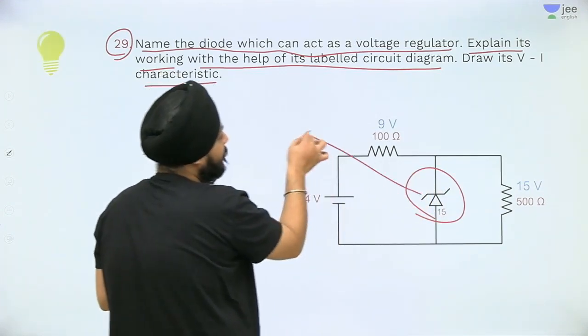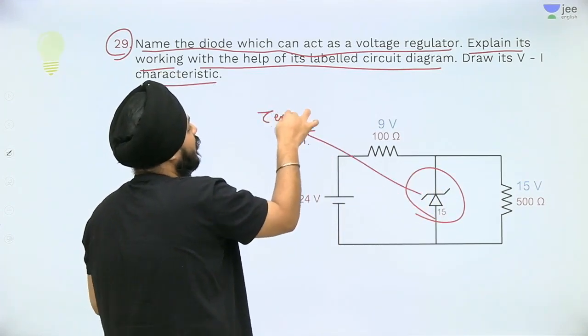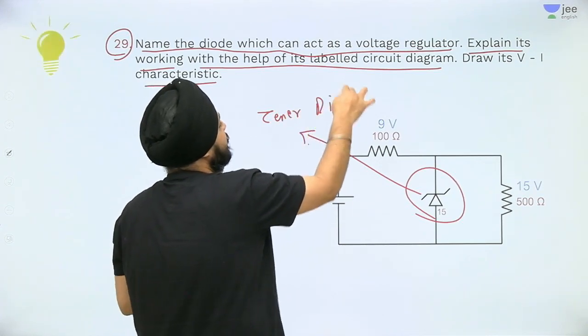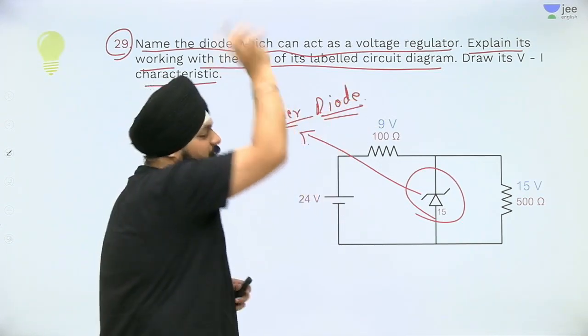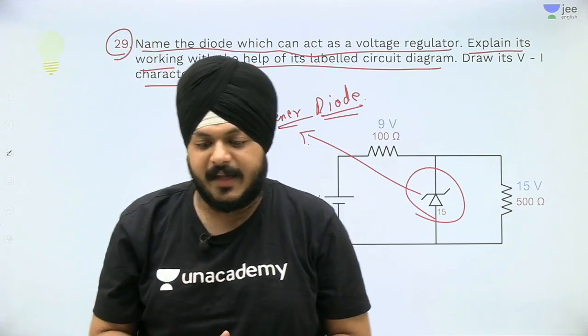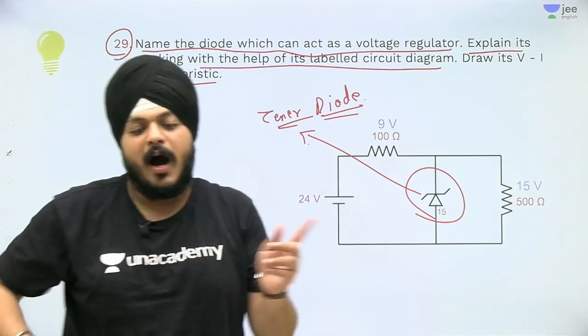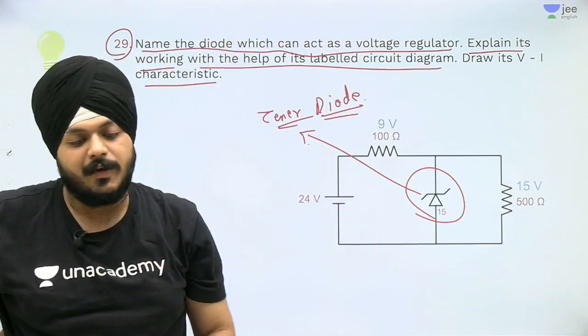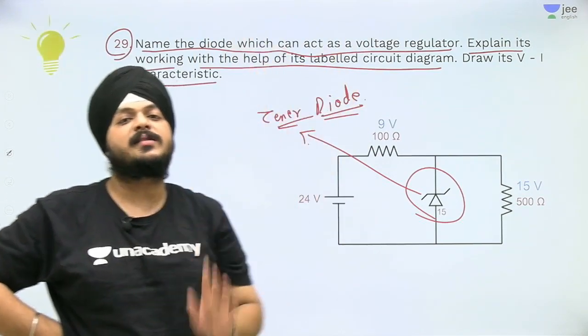So guys, I would represent this as the Zener diode. What is the important characteristic of the Zener diode? It works in the reverse bias direction, right?